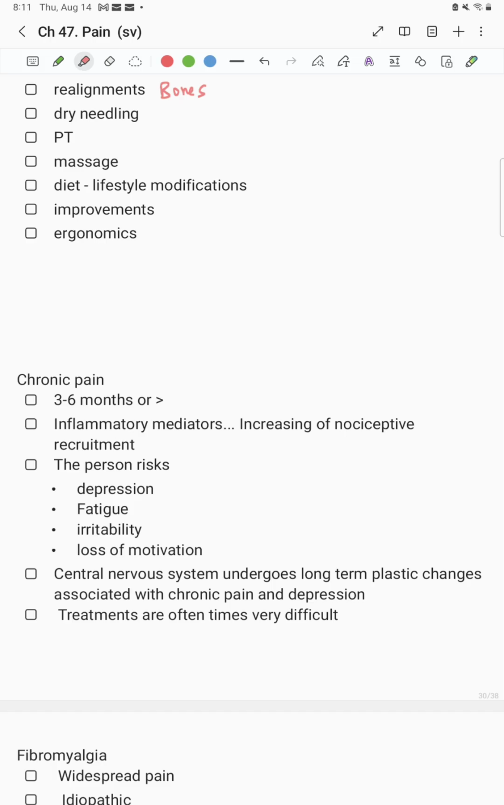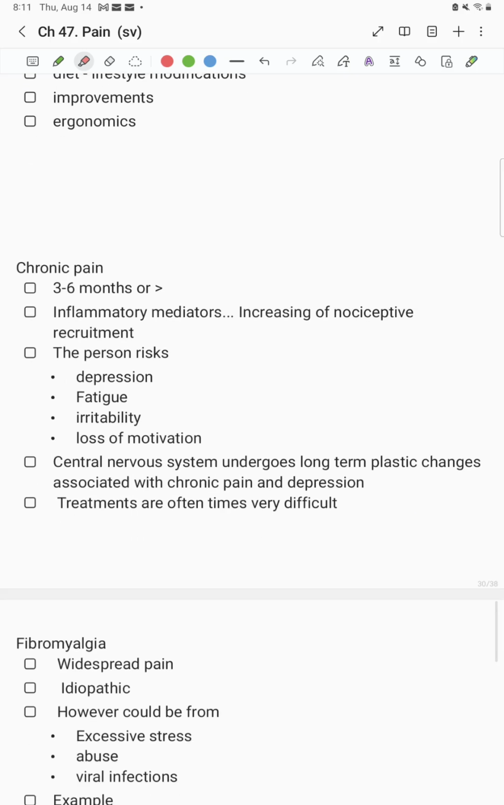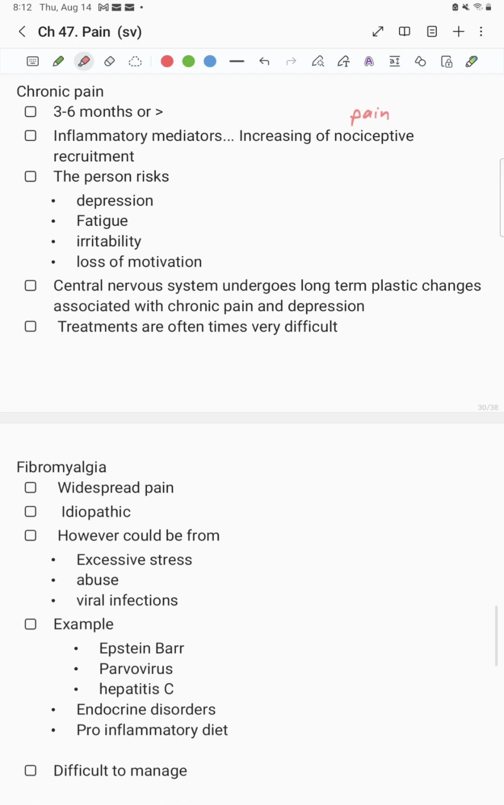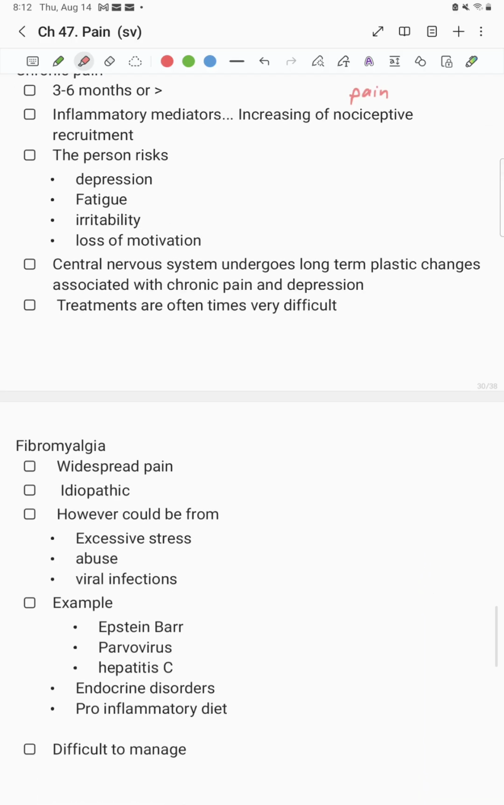Chronic pain is six months or longer of the pain, with inflammatory mediators and increased nociceptive recruitment. So nociceptive is your pain fibers. The person risks depression, fatigue, irritability, loss of motivation because of the chronic pain. And the central nervous system undergoes long-term plastic changes. Okay, keep in mind the brain is neuroplastic, so it can adapt to things even if it's negative things. So these long-term plastic changes are associated with chronic pain and depression, and treatments for this are oftentimes very difficult.